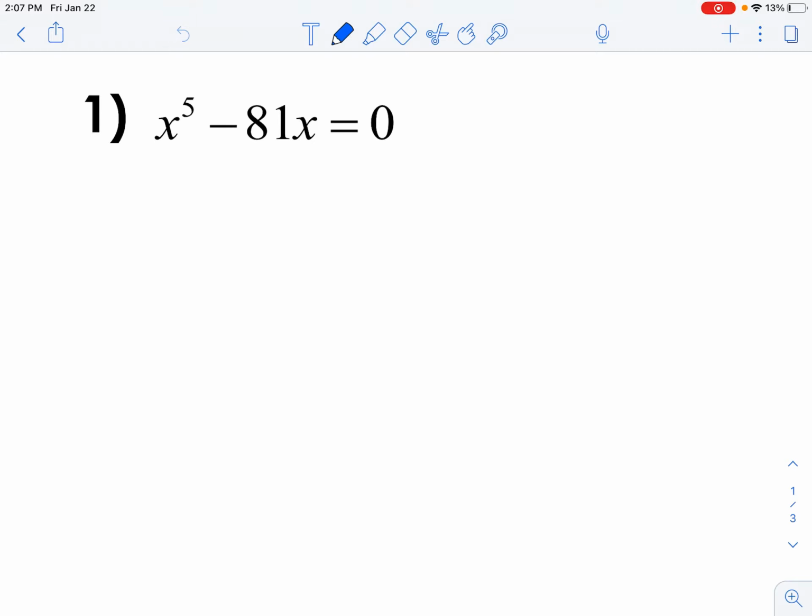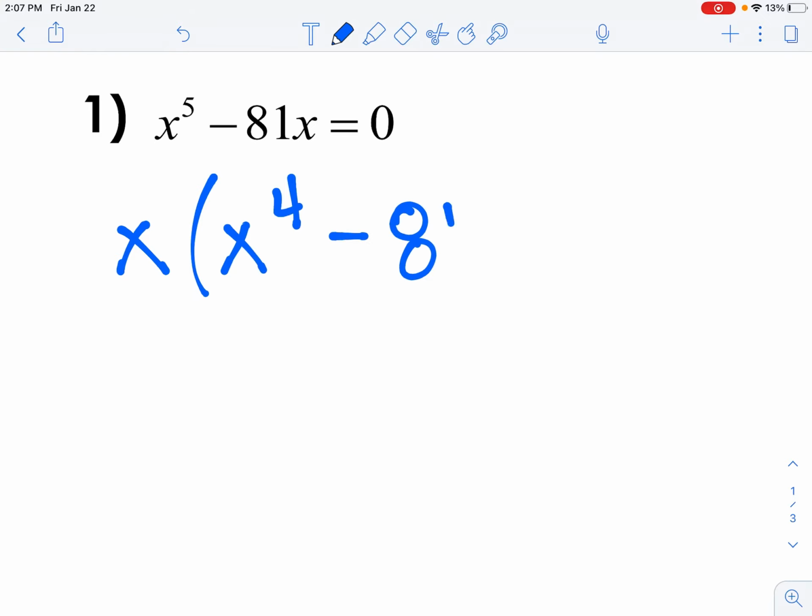So in this first example, x to the fifth minus 81x equals 0. I want to tell you that we should expect to find a number of solutions that matches the degree. So in this case, we should have 5 solutions. When we look at this right here, we can pull out a GCF of x, which leaves us with x to the fourth minus 81 is 0.